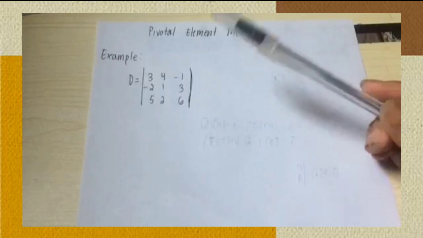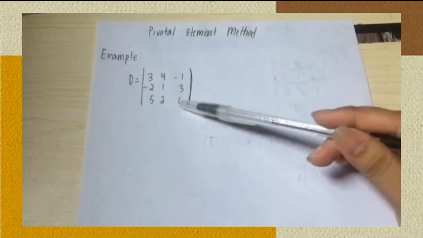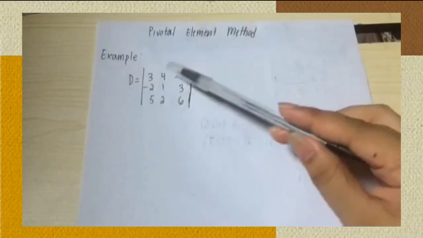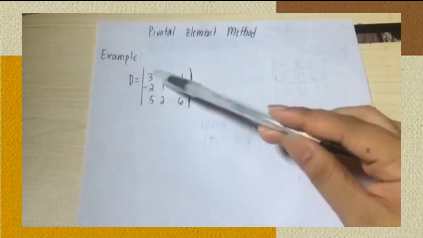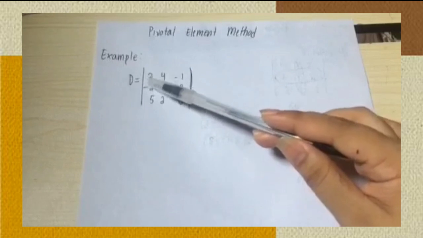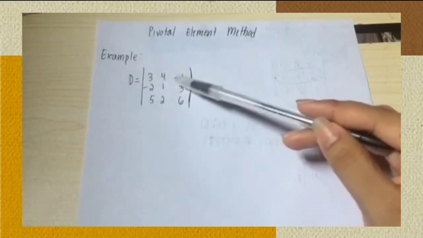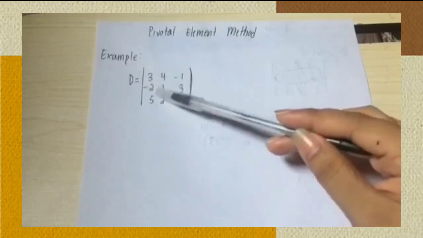Meron pala tayong example. Sa row 1: 3, 4, negative 1. Sa row 2: negative 2, positive 1, positive 3. Sa row 3: positive 5, 2, and 6.